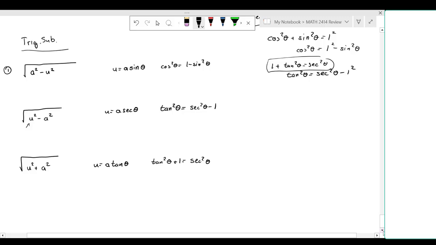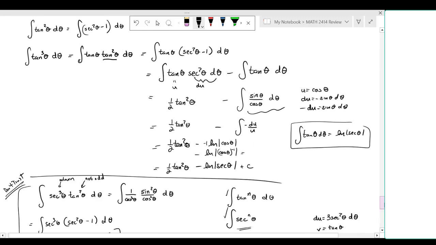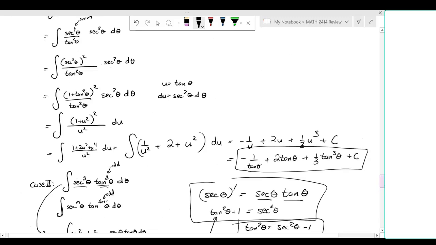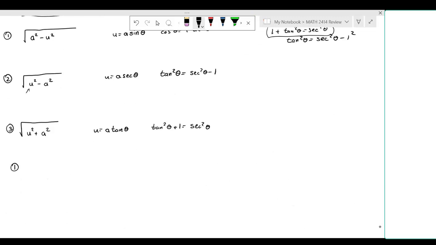Okay, so I guess let's do the first one. The example of the first case would be problem number 13. Should be simple enough. We'll even put bounds on it.